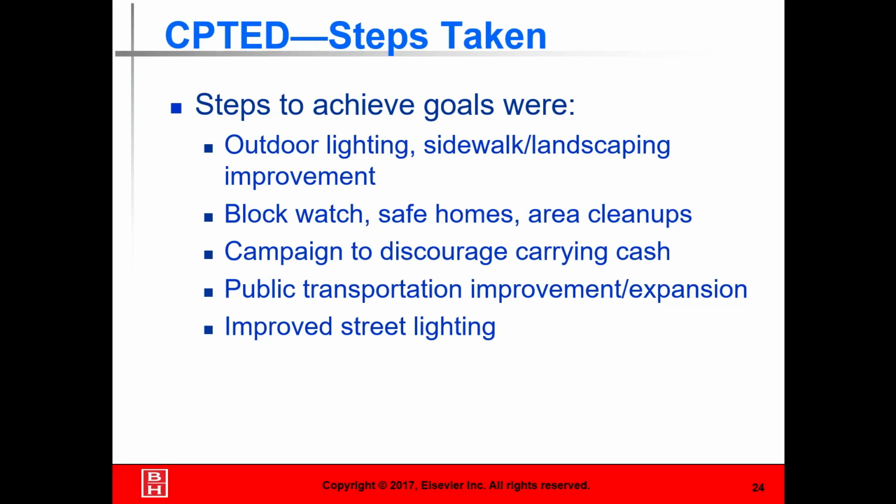Block watch, clean, safe homes, area cleanups, taking care of any trash. Take pride in your neighborhood. Discourage carrying cash. I don't think that's a big thing anymore. How many people, do you guys, anyone carry cash? I carry very, very little cash nowadays with the smartphone, Venmo. We don't need cash.